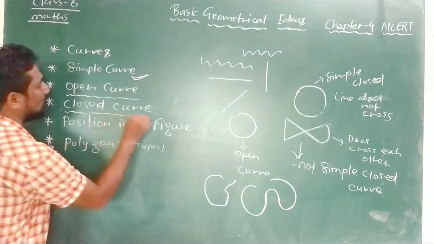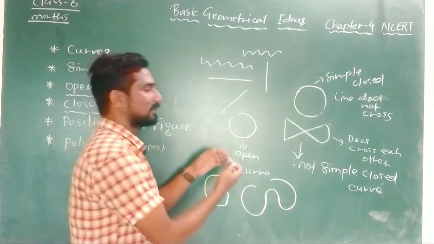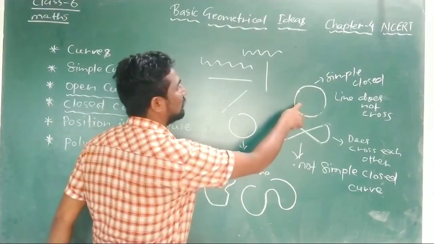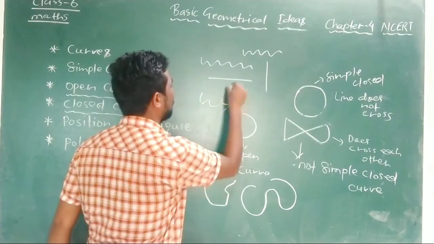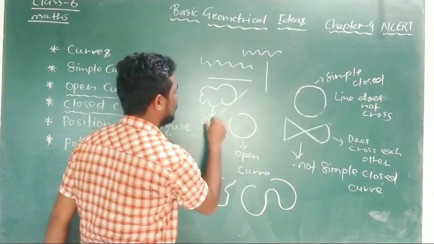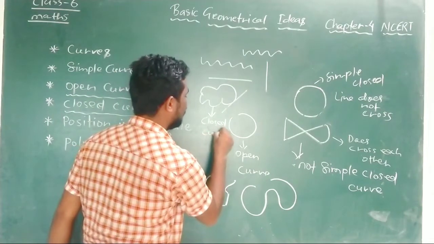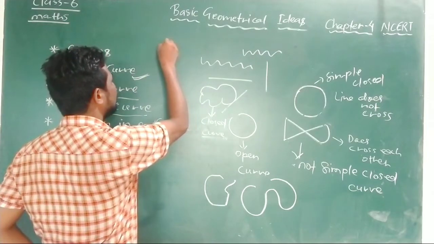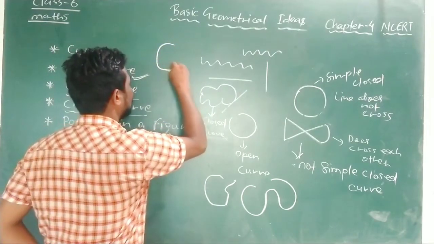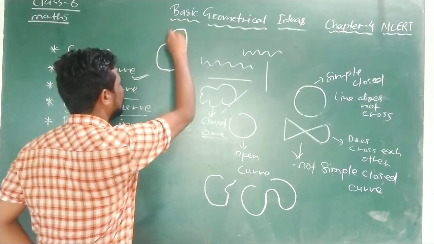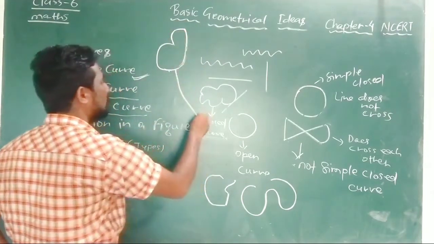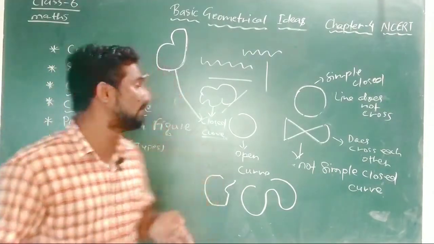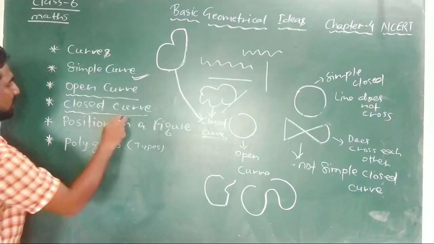And the next term is closed curve. The same picture, if it is closed, then it is called closed curve. So this is also called closed curve. You can see this is called closed curve figure. One more diagram I can make. You can see this is closed curve. So the curve picture which is closed is called closed curve figure, or curve closed figure.